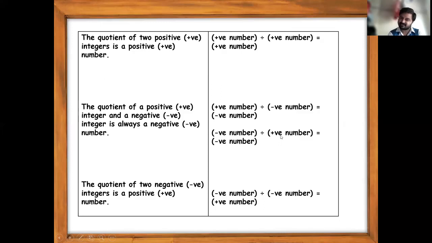And whenever a negative number is divided by a positive number, again you get a negative number. So whenever there is only one negative number in the question, you get a negative answer. The quotient of two negative integers is a positive number. That is, whenever you have two negative numbers in a division, you get a positive number. I hope till this much you all are clear.